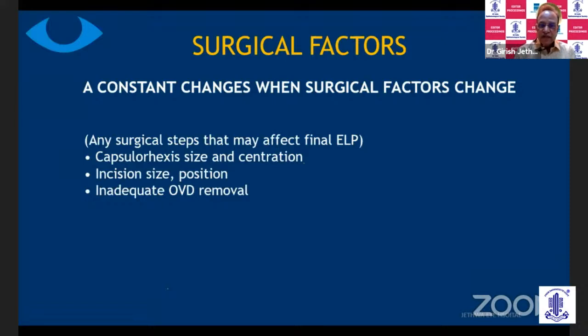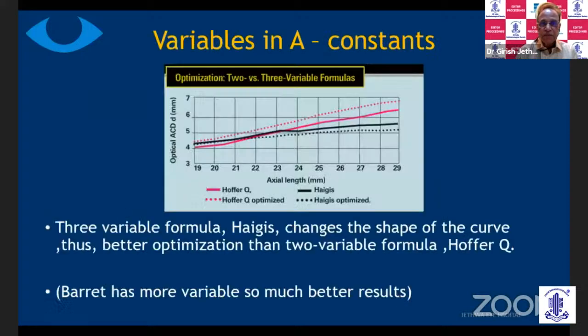Even it is said that when you change the postoperative steroid regimen, then also A constants can change, with different scarring in different patients. As I said earlier, multiple variables give better results than a small number of variables as in old formulas. So recent formulas like Barrett, Hill-RBF have better results than formulas with fewer variables in the A constants.